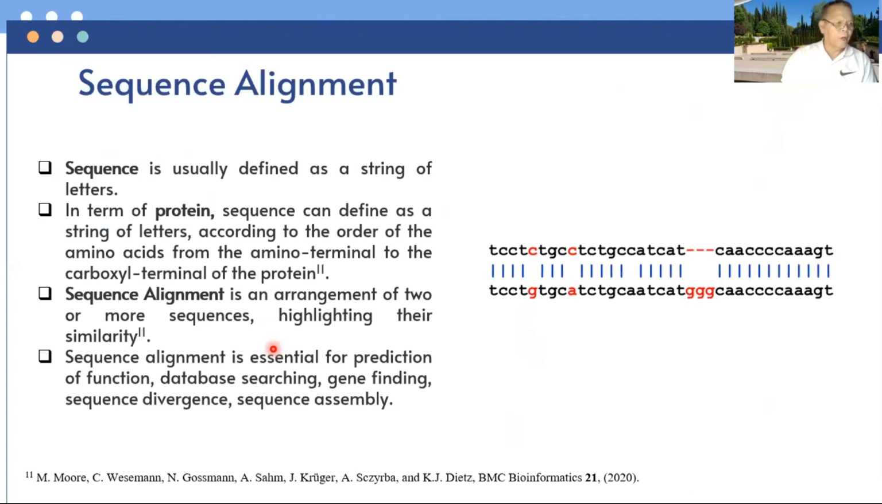See this one. This is a sequence. A sequence alignment is an arrangement of two or more sequences highlighting their similarity. And sequence alignment is essential for prediction of function, database searching, gene finding, sequence divergence, and sequence assembly.